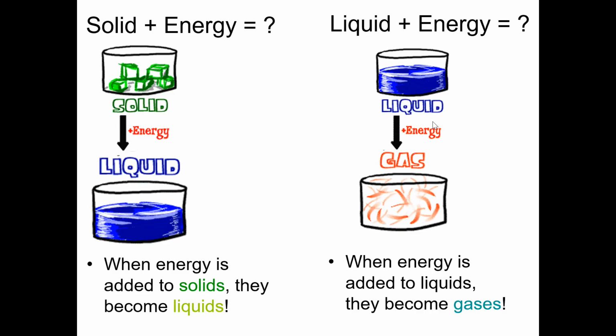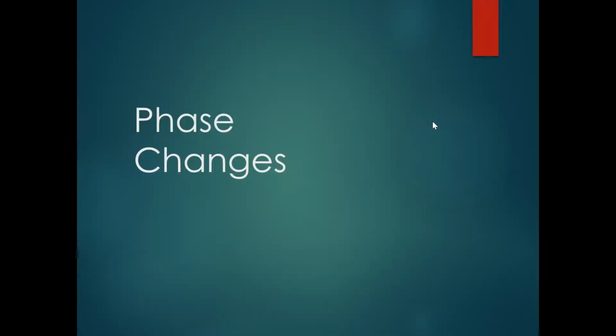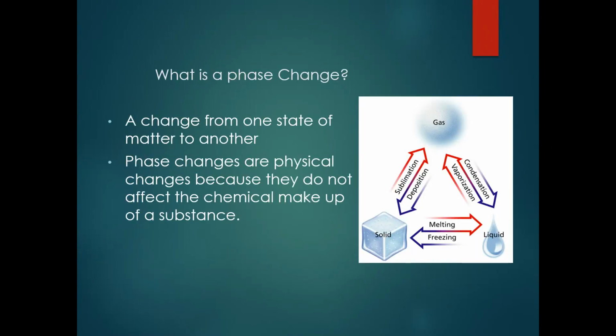So what about these phase changes, all the different possibilities? I'm going to go through every single one of the phase changes and talk about what goes on at a molecular level as well as a macroscopic level. So what is a phase change? It's when one state of matter changes to another. For instance, as a solid becomes a liquid, that is melting, as a liquid becomes a solid, that's freezing.